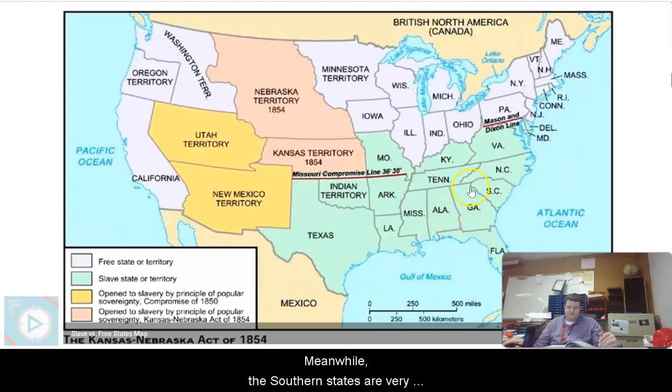Meanwhile, the southern states are very similar to what they were back when the country was founded. Small, isolated communities centered around agriculture. Most of the farms are small and managed by poor whites, but there is a wealthy elite class that owns a lot of slaves. They control the politics.